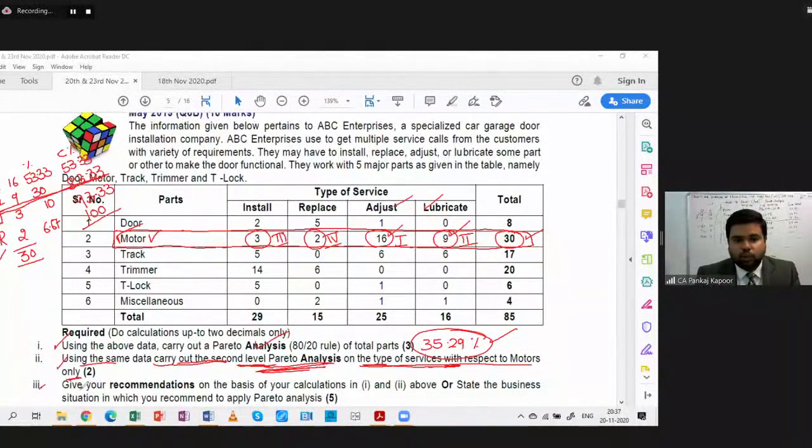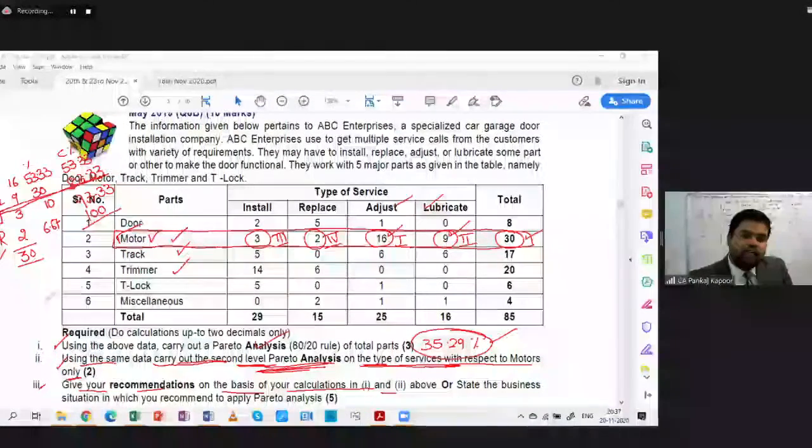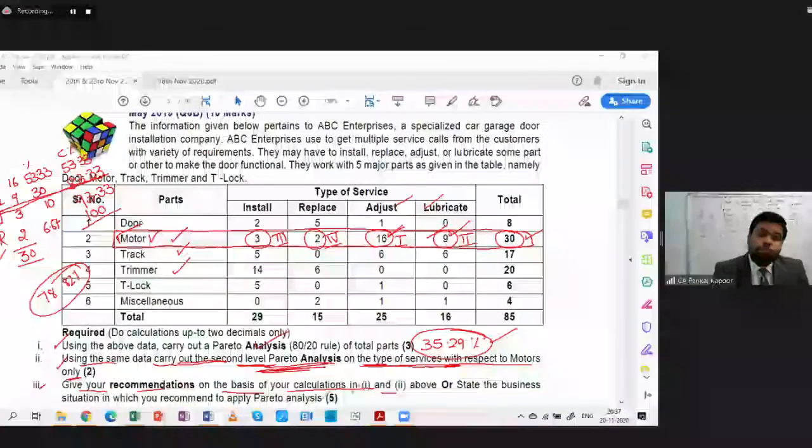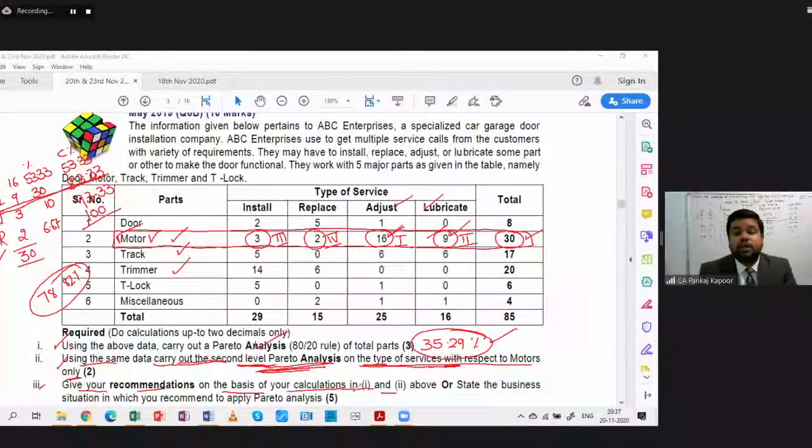Now the part 3, the last one. Give your recommendation on the basis of your calculation in part 1 and part 2. What will be your recommendation? Your recommendation is that part-wise, if we do the analysis, the motor is important. Apart from motor, the trimmer is important and the track is important, because these three together constitute 78.82% of the significance. Whereas if you ask only about the motor, in the motor, adjustment and lubrication are the important services on which the ABC company needs to focus.